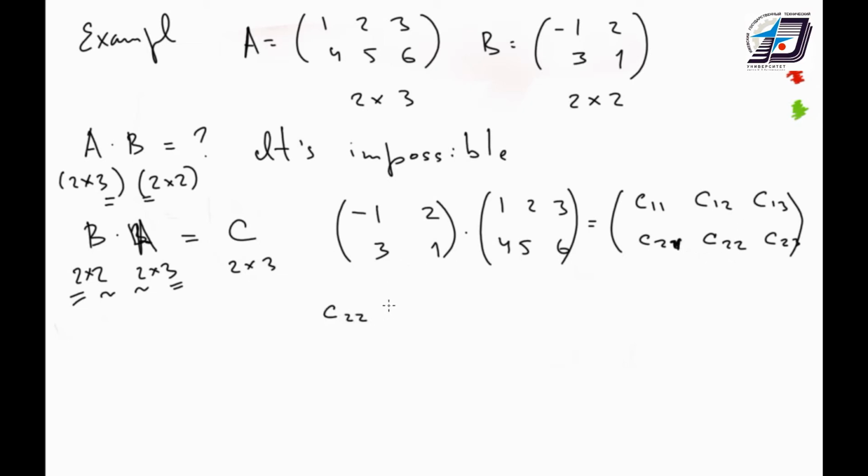Well, for example, if you calculate C22, I put here separately, you have to take the second row and the second column, and we have to move along the row and along the column and multiply elements correspondingly. So 3 times 2 plus 1 times 5, and you have 6 plus 5, 11. Okay, this is the example.